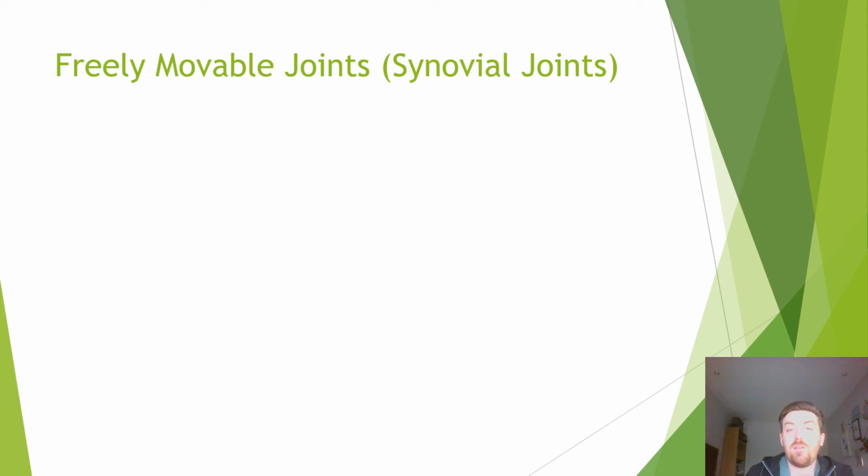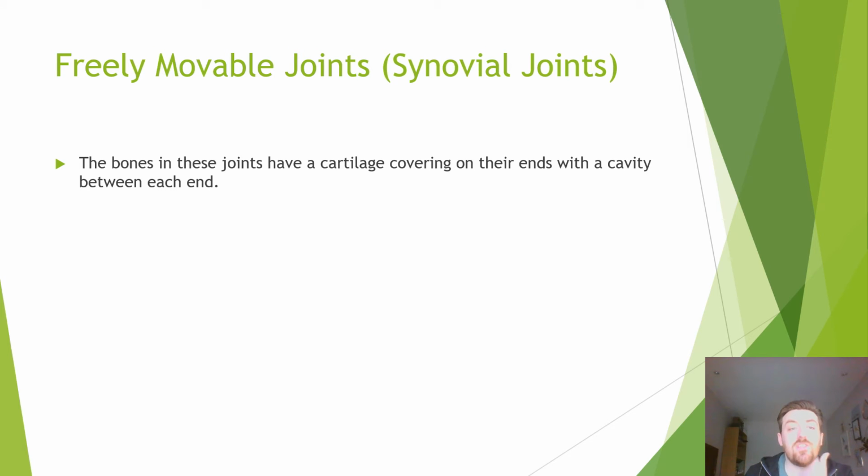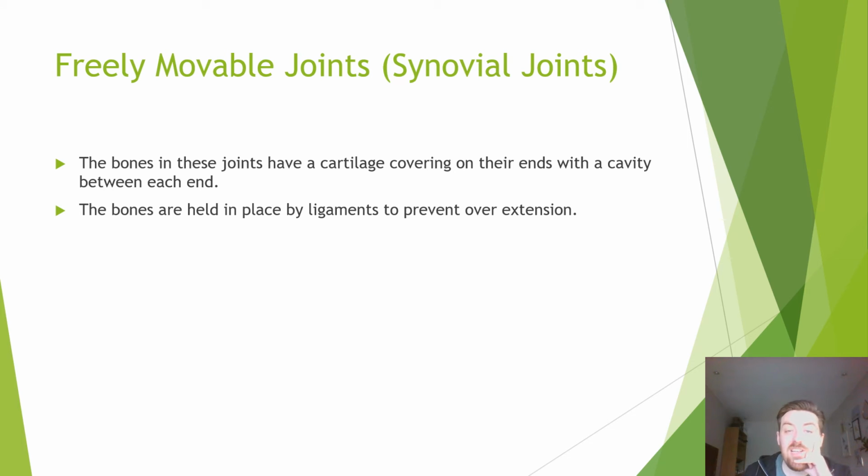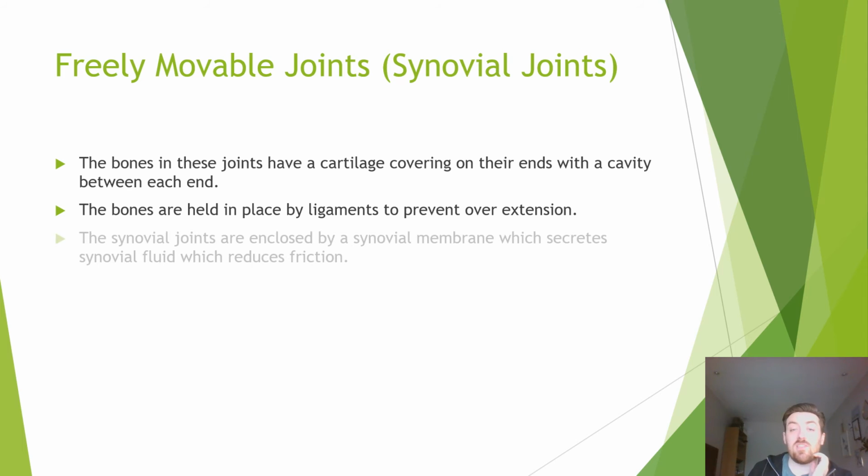All right. Freely movable joints are also referred to as synovial joints, and they have a few characteristics you need to be aware of. The first, the bones in these joints have cartilage covering on the ends with a cavity between each end. I'll go into that in a little more detail when we have a diagram of one. The bones are held in place by ligaments to prevent overextension. Anyone who's had a ligament injury will probably have gotten it from a sport where they overextended their leg, say, and they damaged their ligament that way.